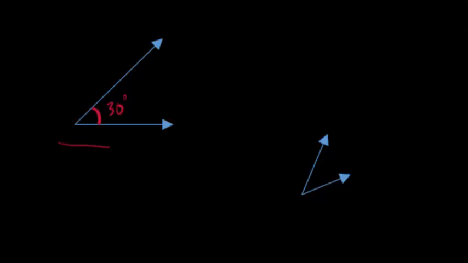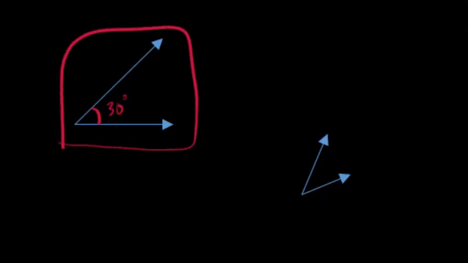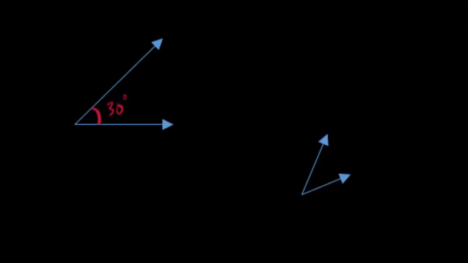So I've kept my same angle that I had before right here that measured 30 degrees, and now I've added a new one that looks a little bit smaller that also measures 30 degrees. And you might be saying to yourself, well, I thought that if two shapes were going to be congruent, they had to be the same size.